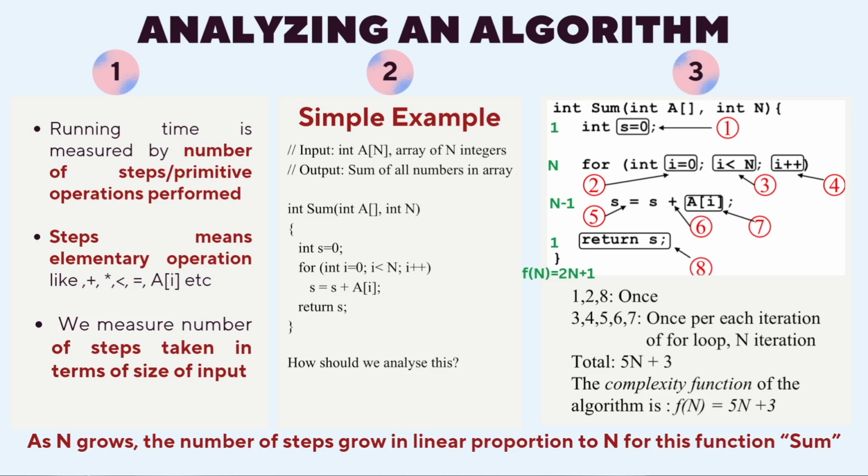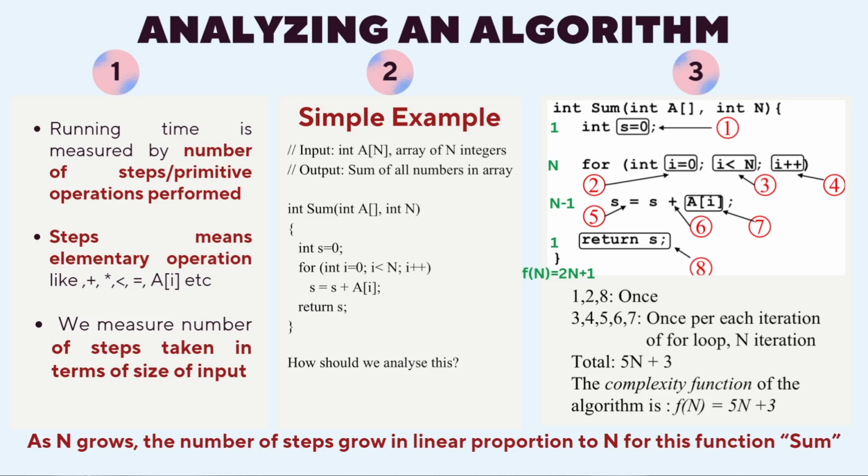Similarly, in the for loop statement you have 3 primitive operations, 2 an assignment, 3 is actually a comparison, 4 is actually an increment operation. And within the loop you have a statement s is equal to s plus A of i, and in that one statement we have 3 primitive operations involved, which are labeled as 5, 6 and 7. And finally, we have a return statement which has one primitive operation, the return operation, and so we have numbered it as 8. And as such, the entire algorithm has 8 primitive operations involved.